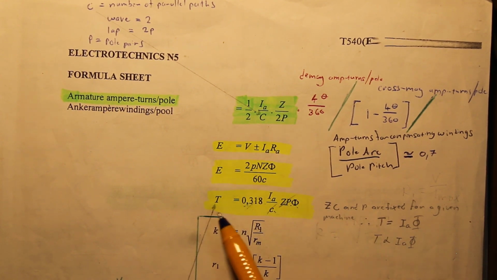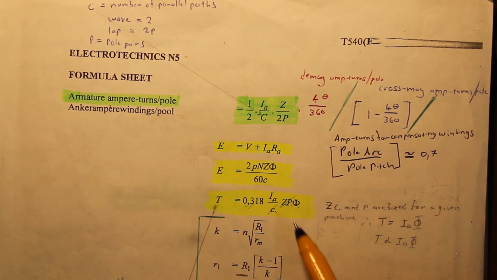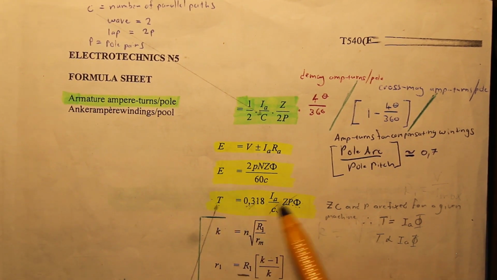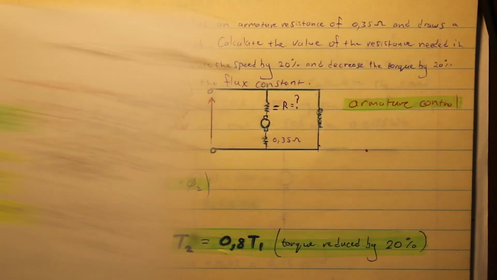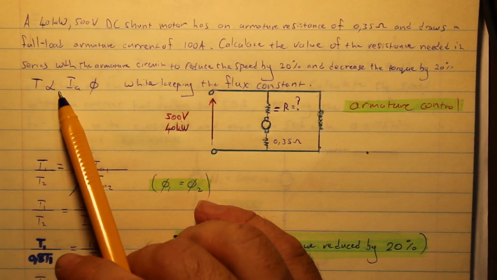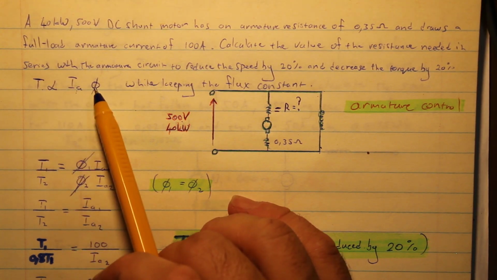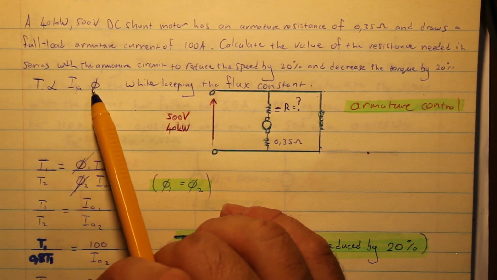So what we can say is that the torque is proportional to the armature current and the flux, because if you change the armature current, the torque will change since these two are multiplied. If you change the flux, the torque will change because the armature current and the flux are multiplied. So we get this relationship.